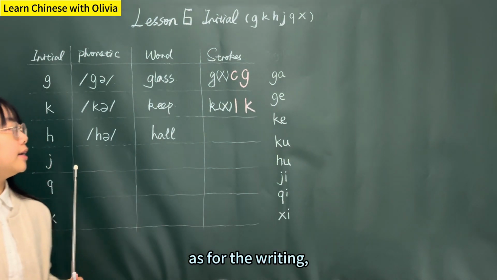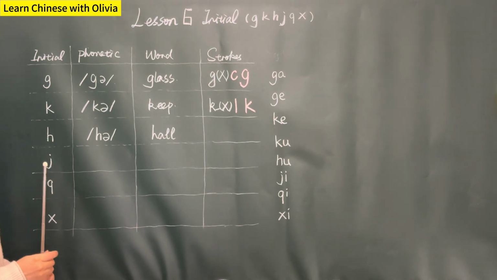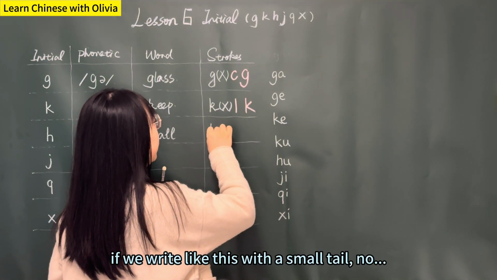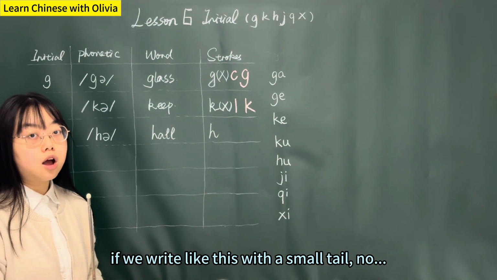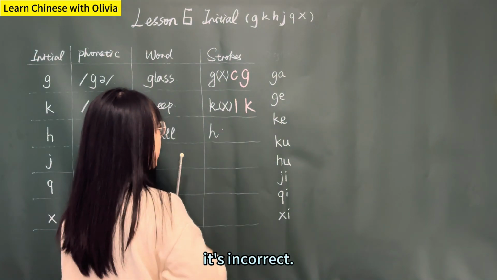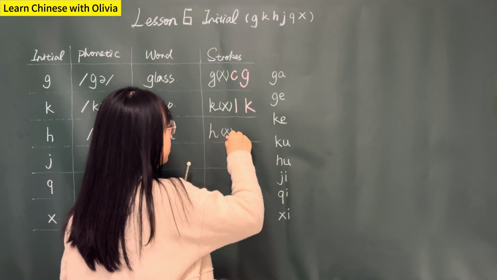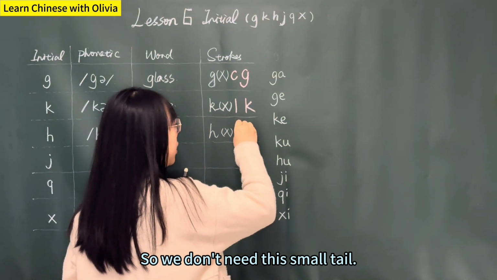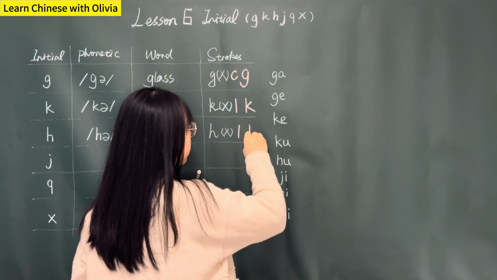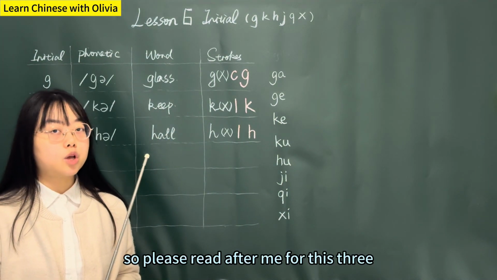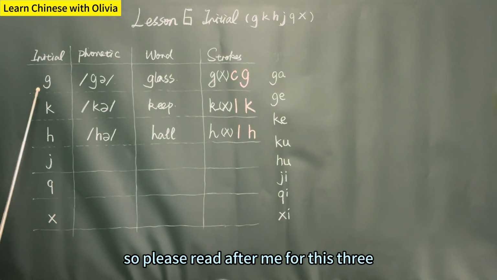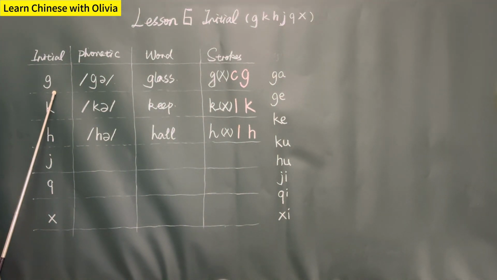As for the writing, if we write like this with a small tail, it's incorrect. So we don't need the small tail. This is correct, okay? So please read after me for these three. G, g, k, k, h, h.